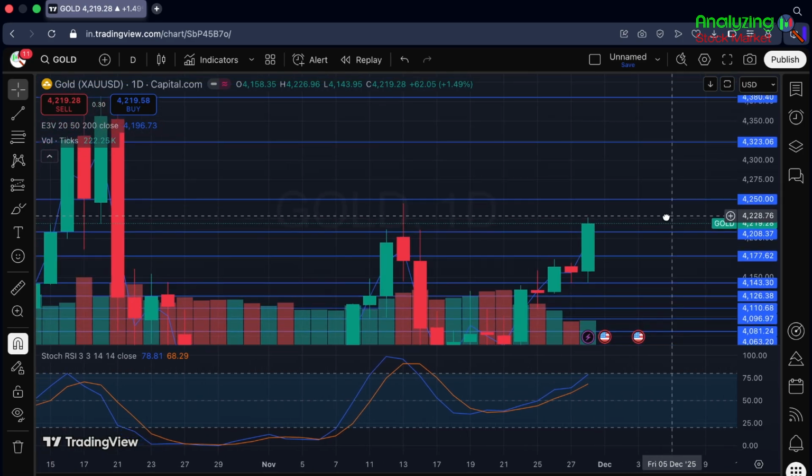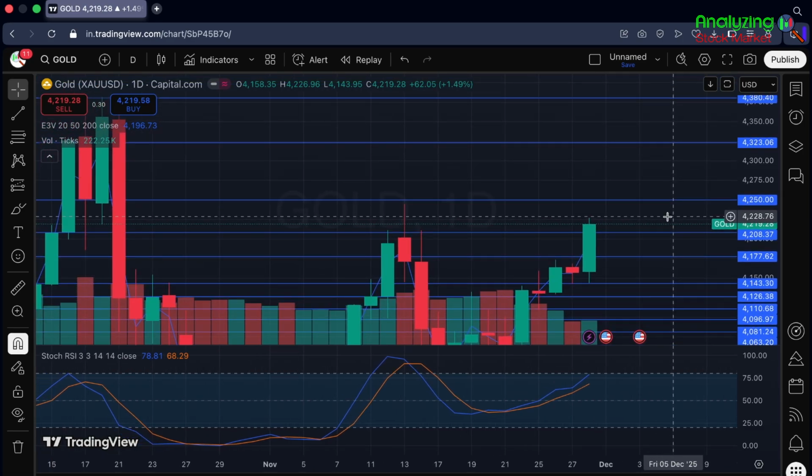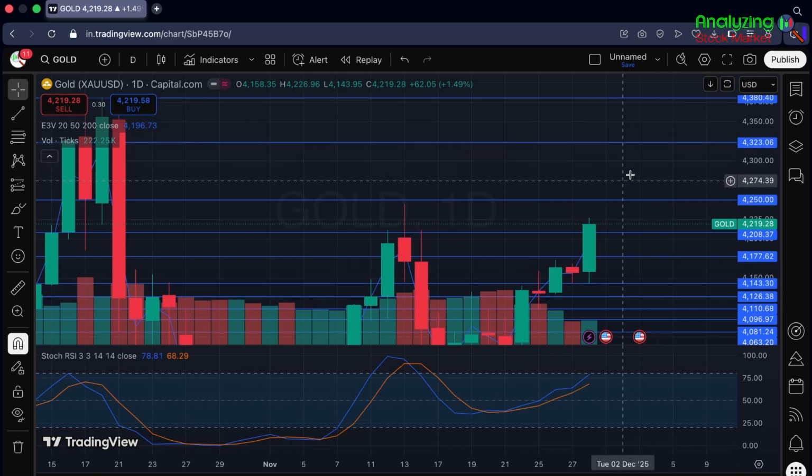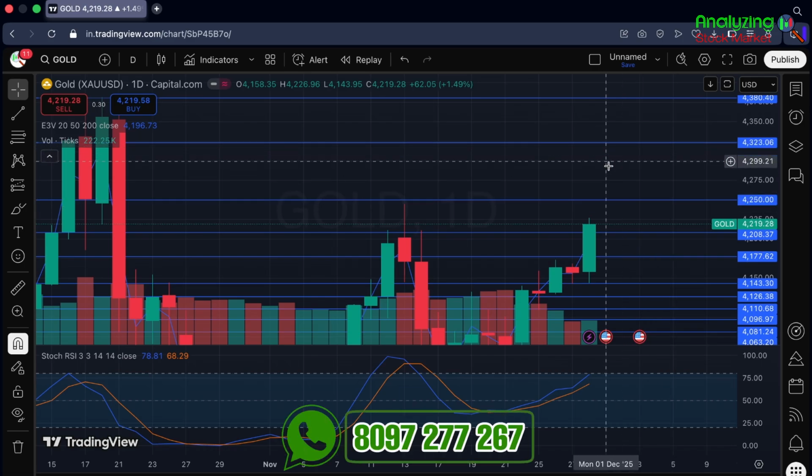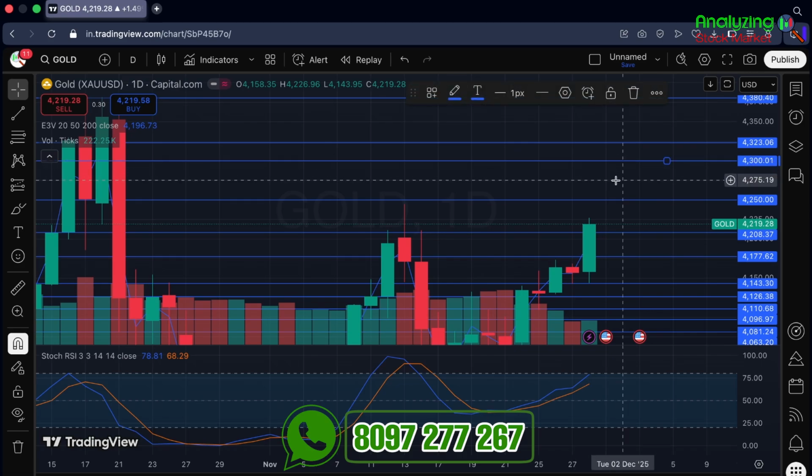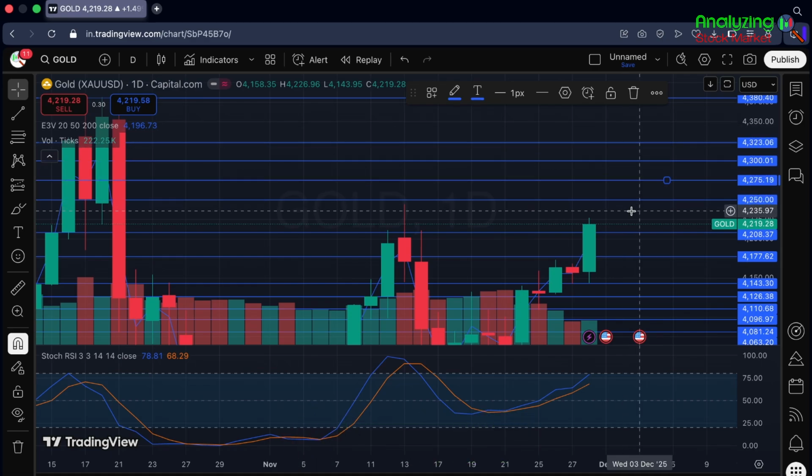Here there is a big gap in this resistance zone. To fill this gap, we just need to do some markings, that is, an important psychological number marking. So currently I'm doing that marking. You can also do the same on your chart.